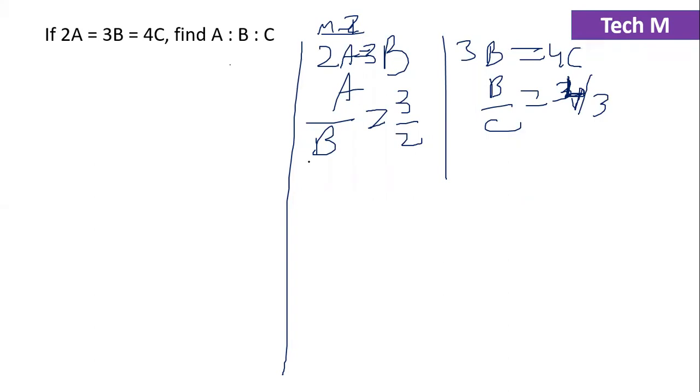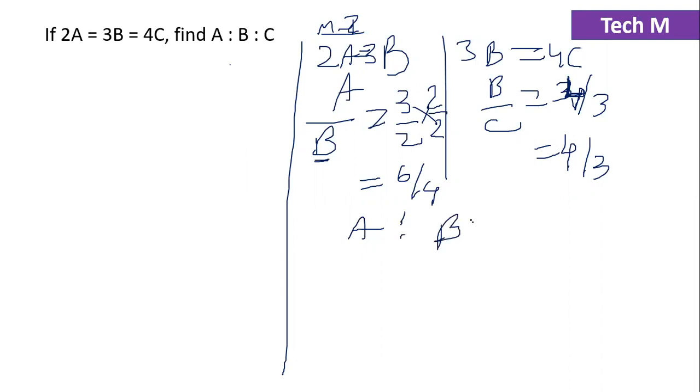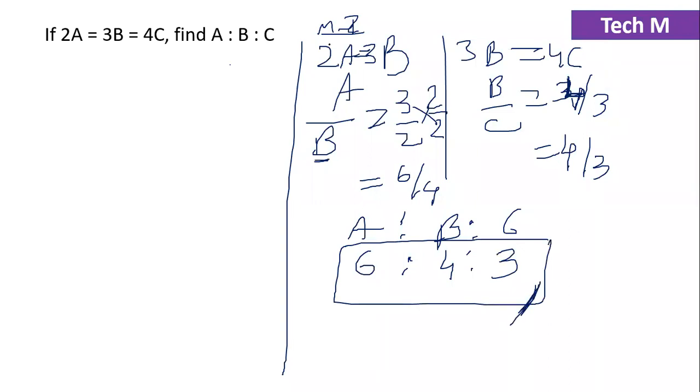So here the constant is B in both cases. We have to make the B value the same. Here B is 4, here 2. Multiply with 2 by 2. Then it becomes 6 by 4, and the other is 4 by 3. Now write A is to B is to C as 6, 4, 3. Here B is 4, and the same B value 4 gives the C value 3. Final answer is 6, 4, 3. It is not 6, 9, 12. Check it once.